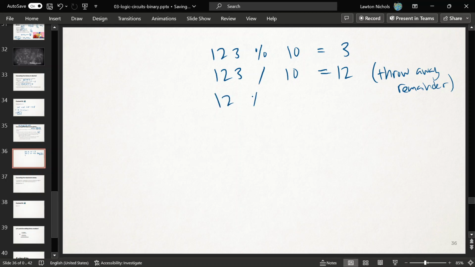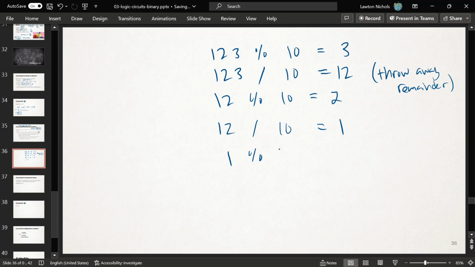And now I have the 12. I can do mod 10. It goes in once, and with 2 left over, that gives me my 2. Now I can extract the 2. I can chop it off of 12 by dividing by 10. 12 divided by 10, throw away the remainder. That gives me 1.